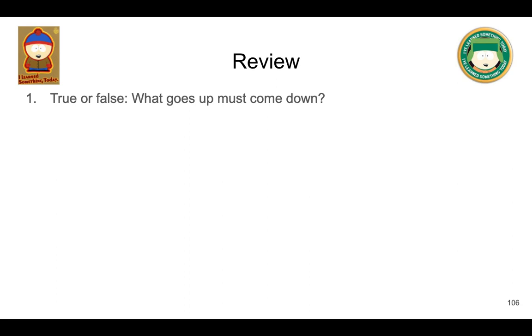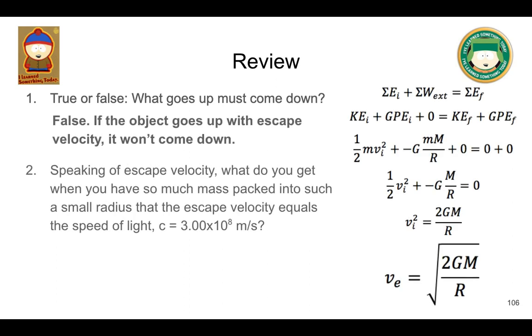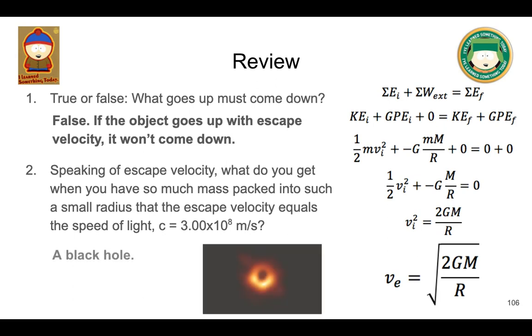So to review, what goes up must come down. True or false? Yeah, that is false. If the object goes up with enough velocity, it's going to get away forever. It won't come back down. That velocity is the escape velocity. So speaking of escape velocity, what do you get when you have so much mass packed into such a small radius that the escape velocity from that radius equals the speed of light, 3 times 10 to the 8th meters per second? What you get is a black hole.